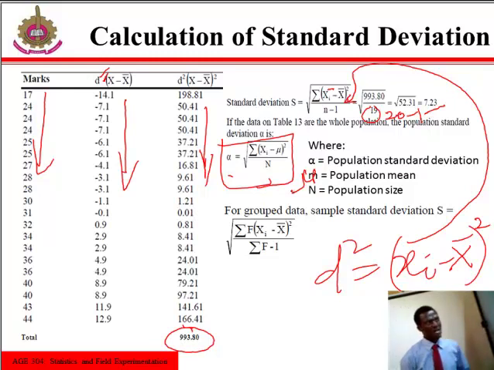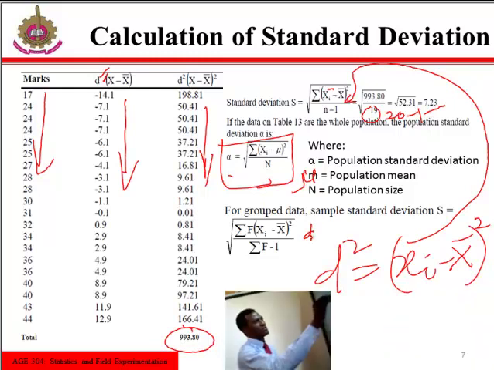Now, for grouped data, the sample standard deviation is given by the square root of summation f into bracket d square. Don't forget I said they are the same thing. Then all over summation f minus 1. Now, this is how the standard deviation can be calculated.